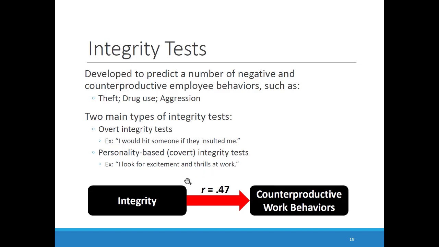And their criterion related validity for predicting counterproductive work behaviors is 0.47. So again, thinking back to the last video where I explained what the different correlation values mean, you can see that 0.47 is a strong positive correlation. So someone who scores high on a question like "I would hit someone if they insulted me" is more likely to then display counterproductive behaviors once they get hired in the job.